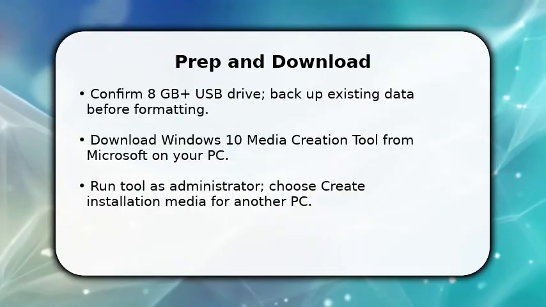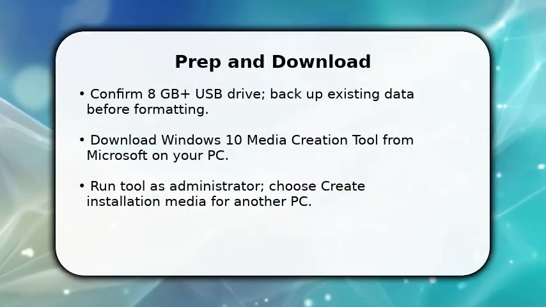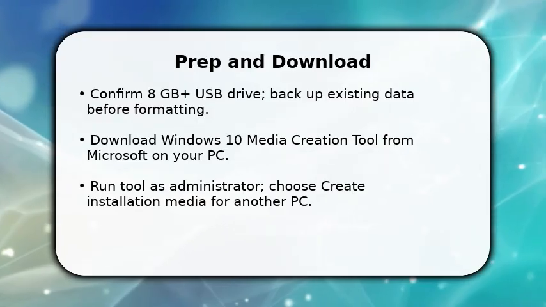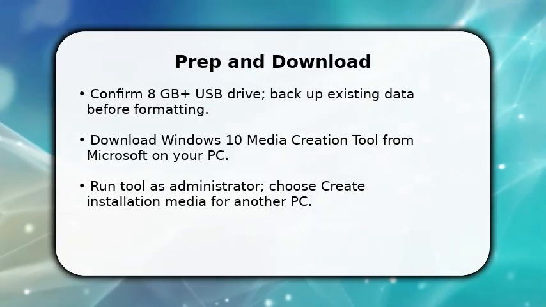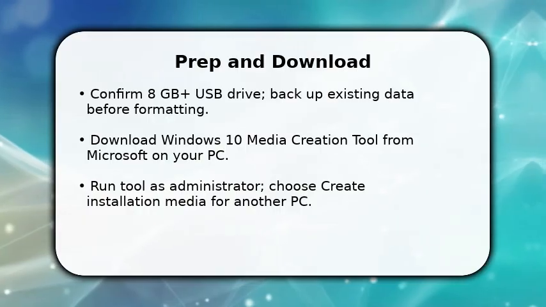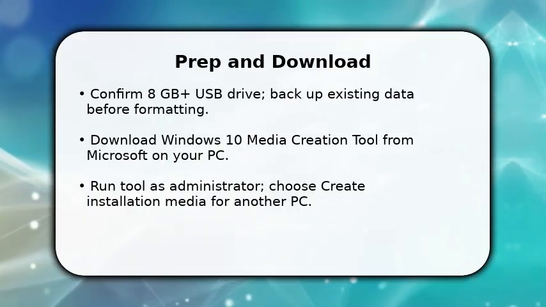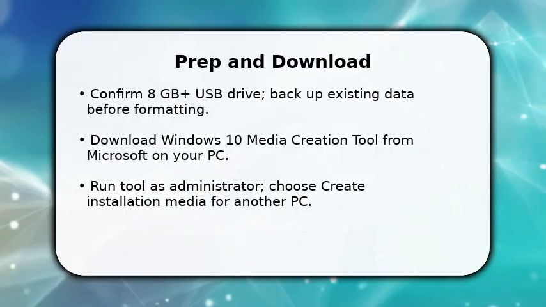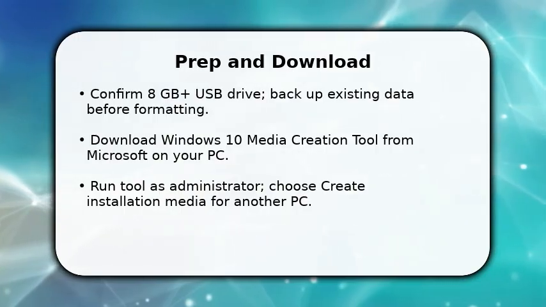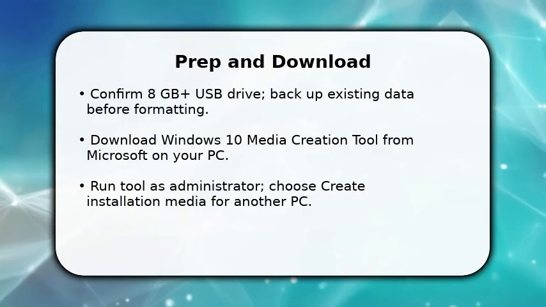Enjoy the video. You start by preparing the USB and getting the installer. Plug in an 8 GB or larger USB and back up anything important because you will format it. Next, download and run the Windows 10 Media Creation tool as administrator. This tool packages the installer correctly.